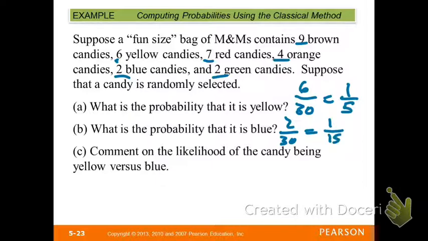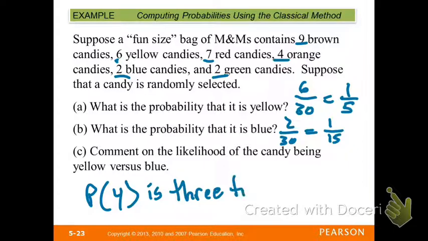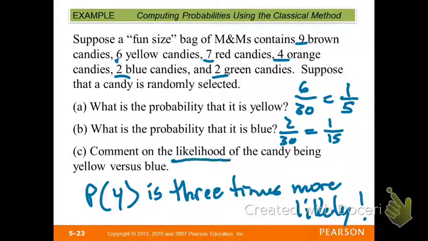Comment on the likelihood of the candy being yellow versus the candy being blue. Okay, since there are 6 yellows and 2 blues, we could say that the probability of yellow is 3 times more likely. It's 3 times more likely to occur. The probability of yellow is 3 times more likely than the probability of blue. So that's what it means. Comment on the likelihood, so we can compare those two things.